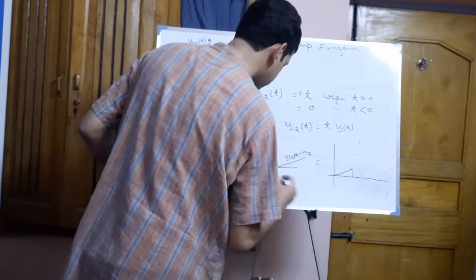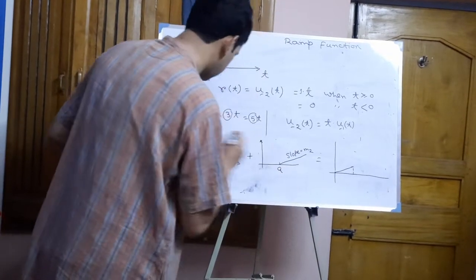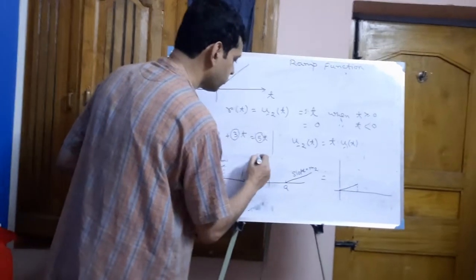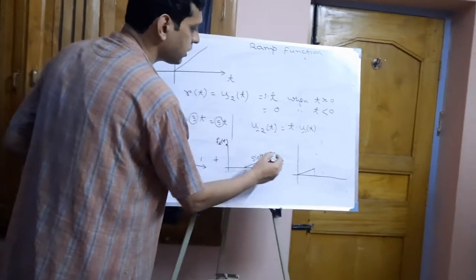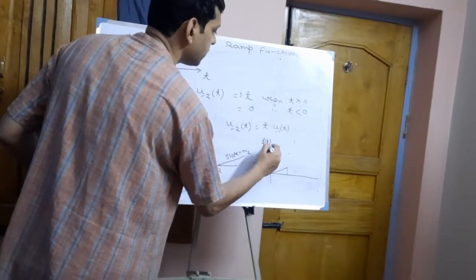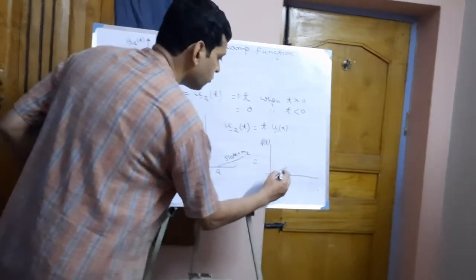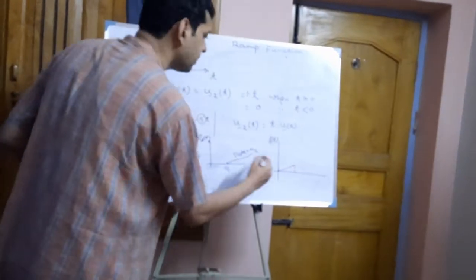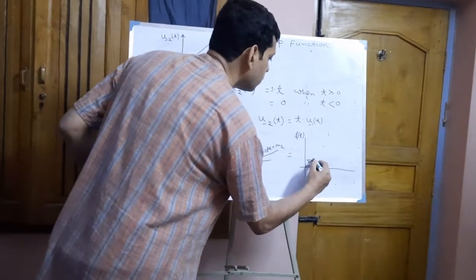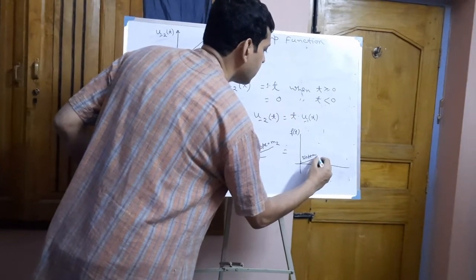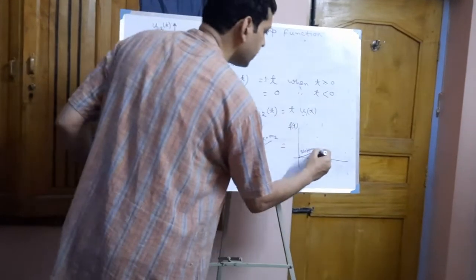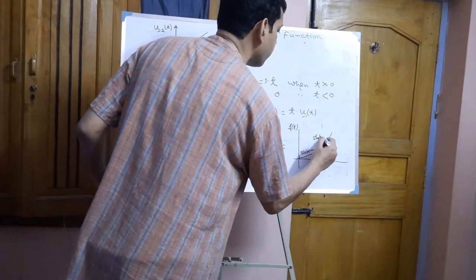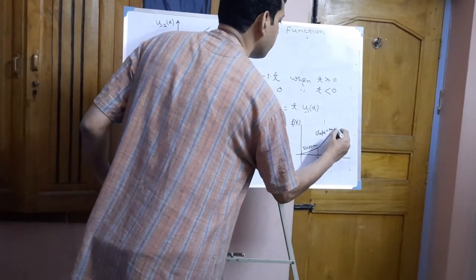Now up to t equal to a, this is equal to say f1(t), this is equal to say f2(t), and f1(t) plus f2(t) equal to say f(t). Now up to t equal to a, the slope of the resultant straight line, the resultant function, is m1, and after t equal to a, the slope will be m1 plus m2.